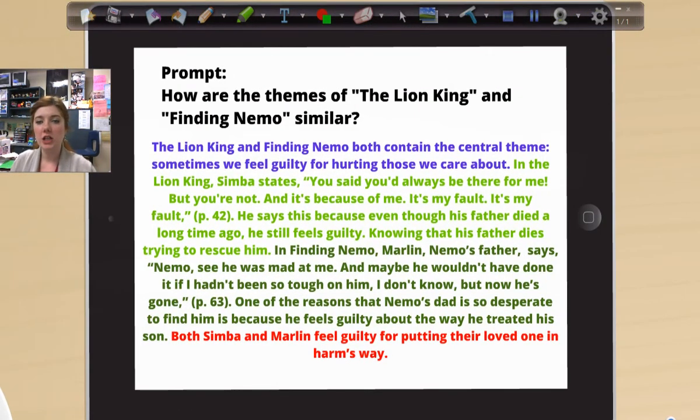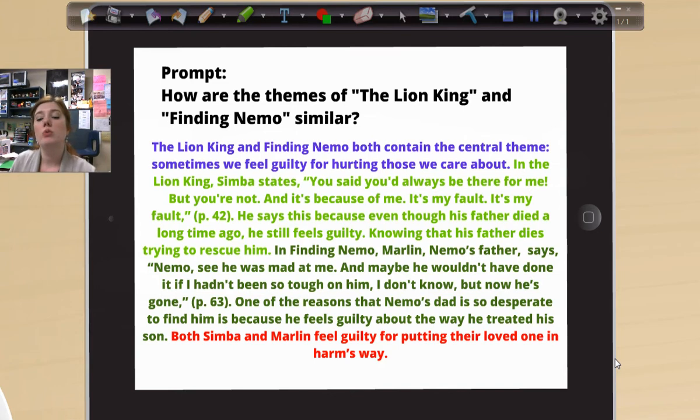All right, helpfully color-coded. Thank you very much, so I can understand what is what. And, works that we're familiar with. How are the themes of The Lion King and Finding Nemo similar? Don't go thinking you're going to get questions this easy in class. But we do have the titles of both works in the answer, and we have a good answer that Lion King and Finding Nemo both contain a central theme. Sometimes we feel guilty for hurting those we care about.